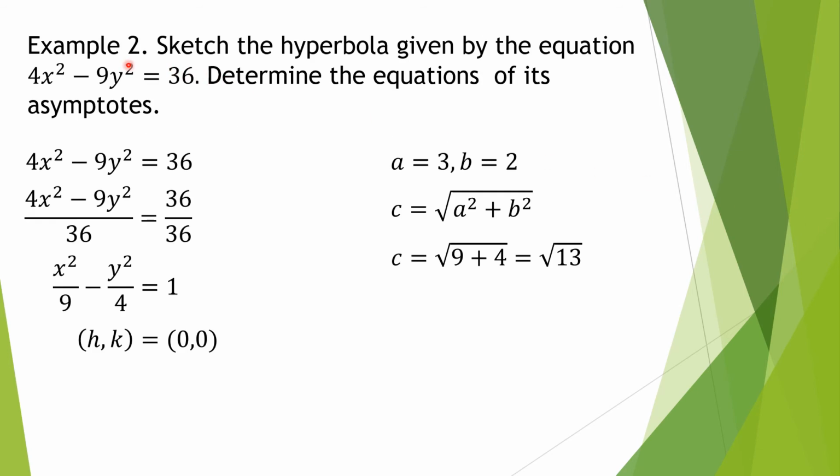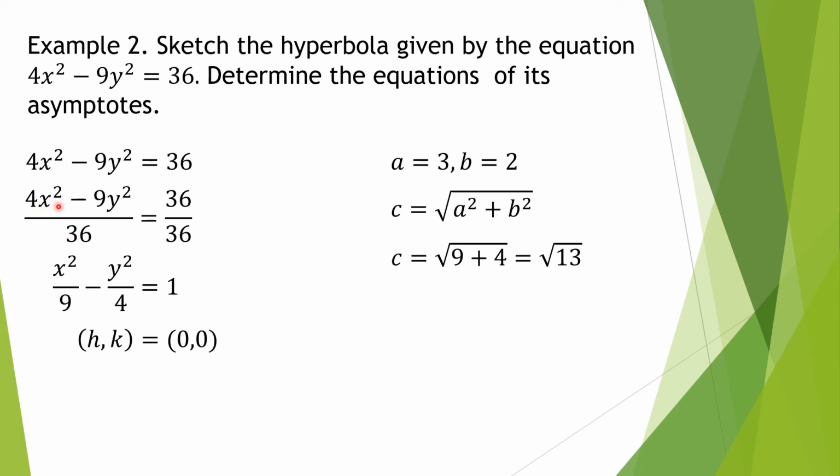Okay, so example number 2: sketch the hyperbola given the equation 4x squared minus 9y squared equals 36. Determine the equations of its asymptotes. Let's change the equation into its standard form. We divide both sides of the equation by 36 so that the right side of the equation is 1.